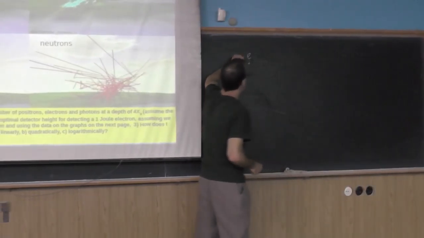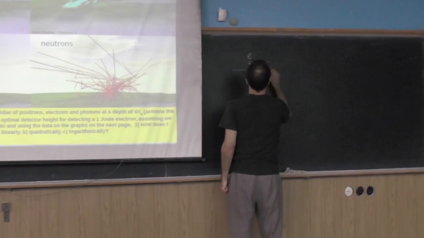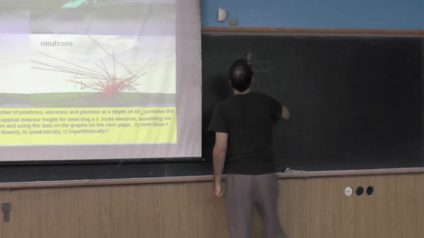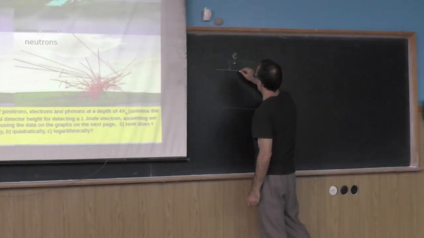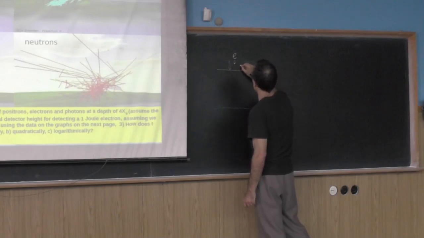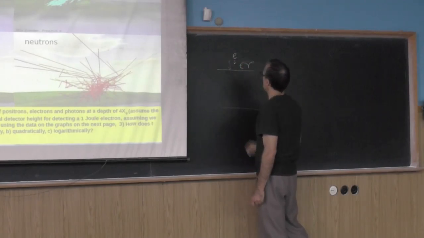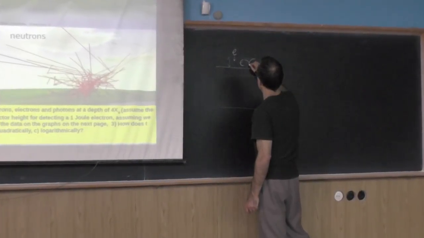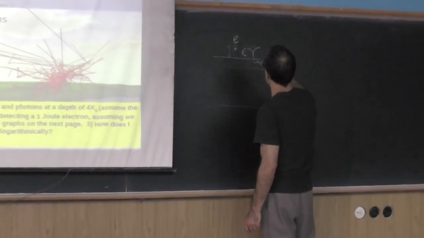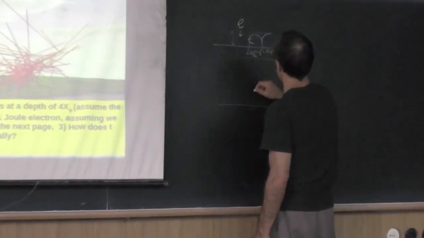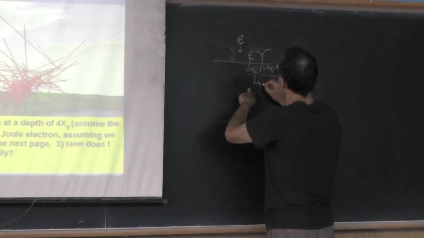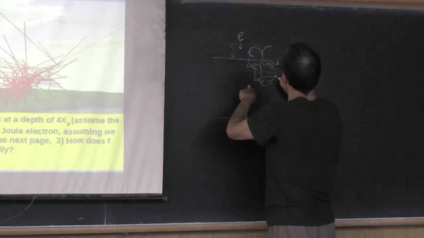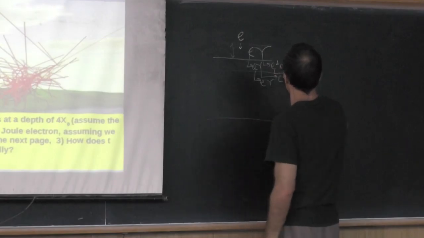So the electron starts, and then it goes one radiation length, and the electron will undergo bremsstrahlung. So here we go to e, gamma. And then we go two radiation lengths, and then the gamma pair produces e+ e-. Then this electron again bremsstrahlungs. And then you see how this is going. So this again goes to e, gamma once more. This goes to e+ e-. And this goes to e+, gamma, and so on and so forth.